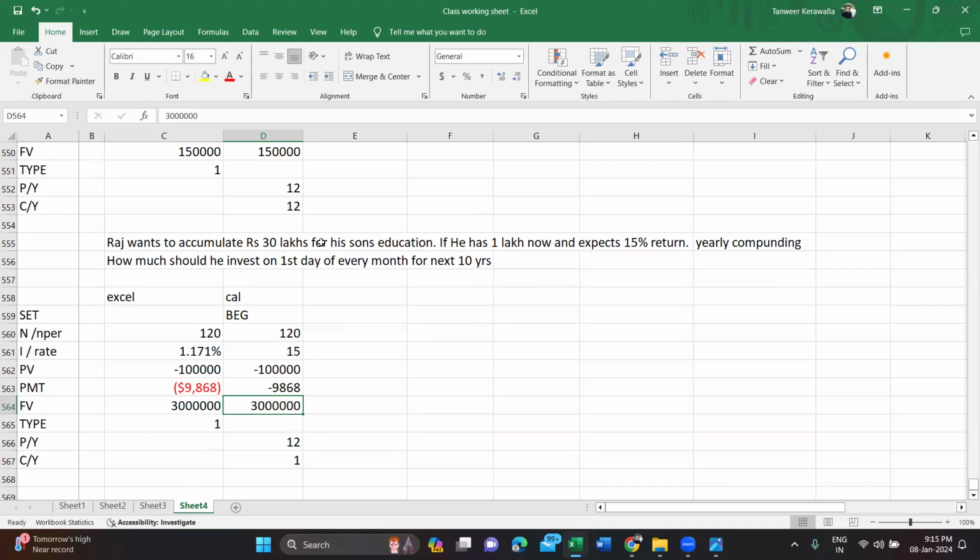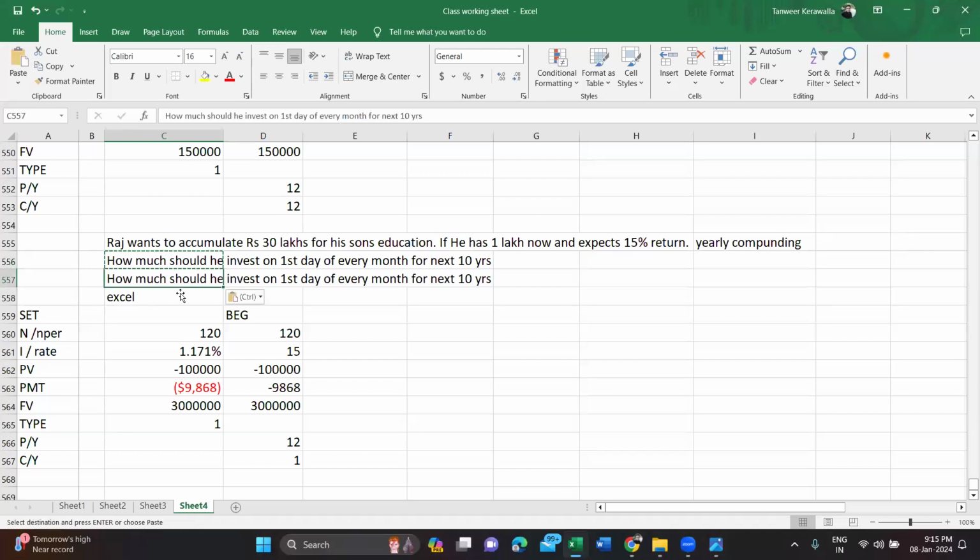Now, if I just change the sentence... Sir, if they are investing every month, should not the compounding also be every month? Yes, that's why we've taken 120 months. Compounding is yearly. When we invest something, then it automatically will be compounding, right?